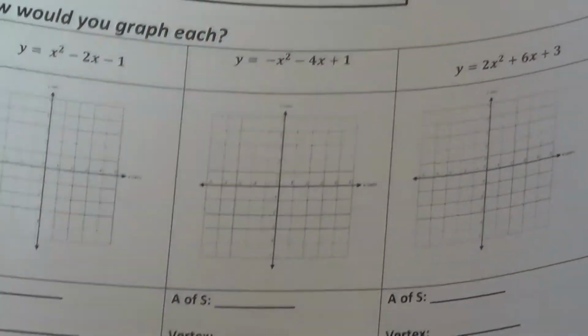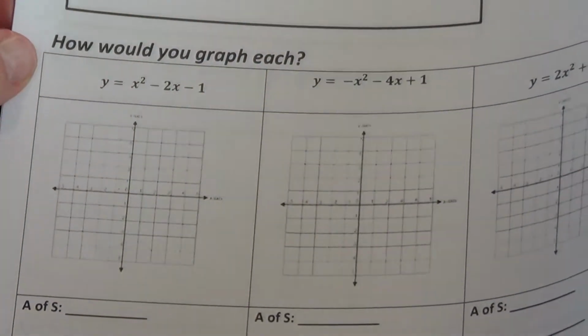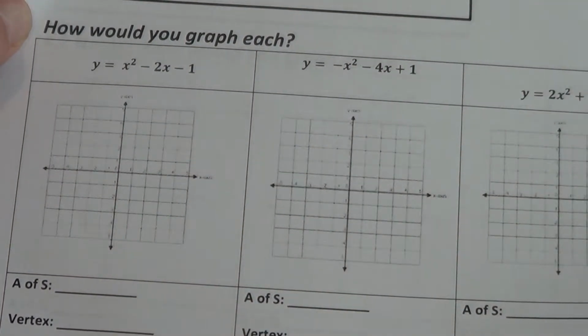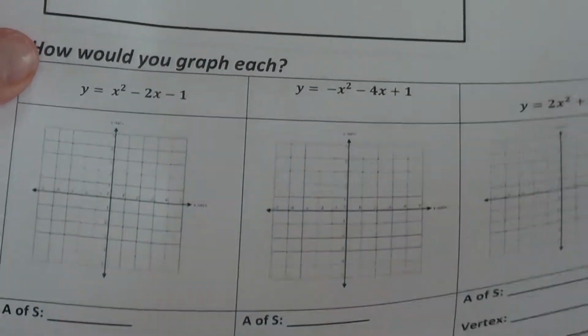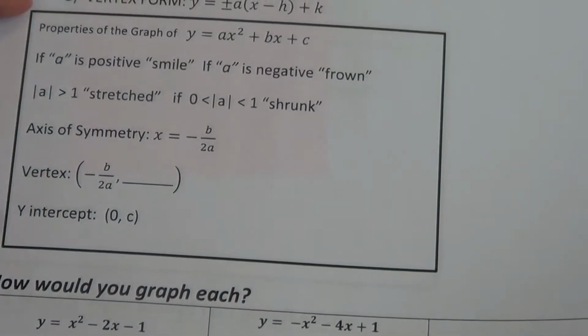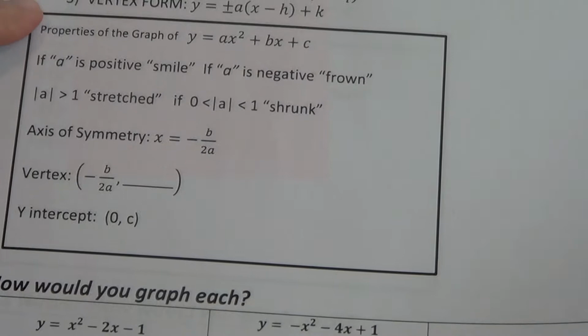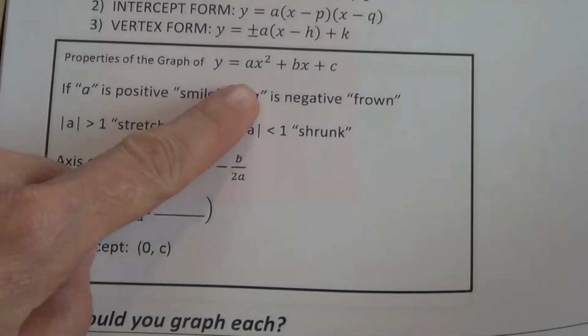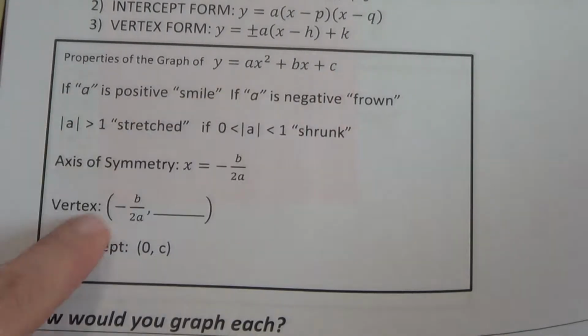Okay, how would you graph each one? Up above on this, I give you the key to look for. Just a few things different. The equations are given in standard form now: ax squared plus bx plus c.